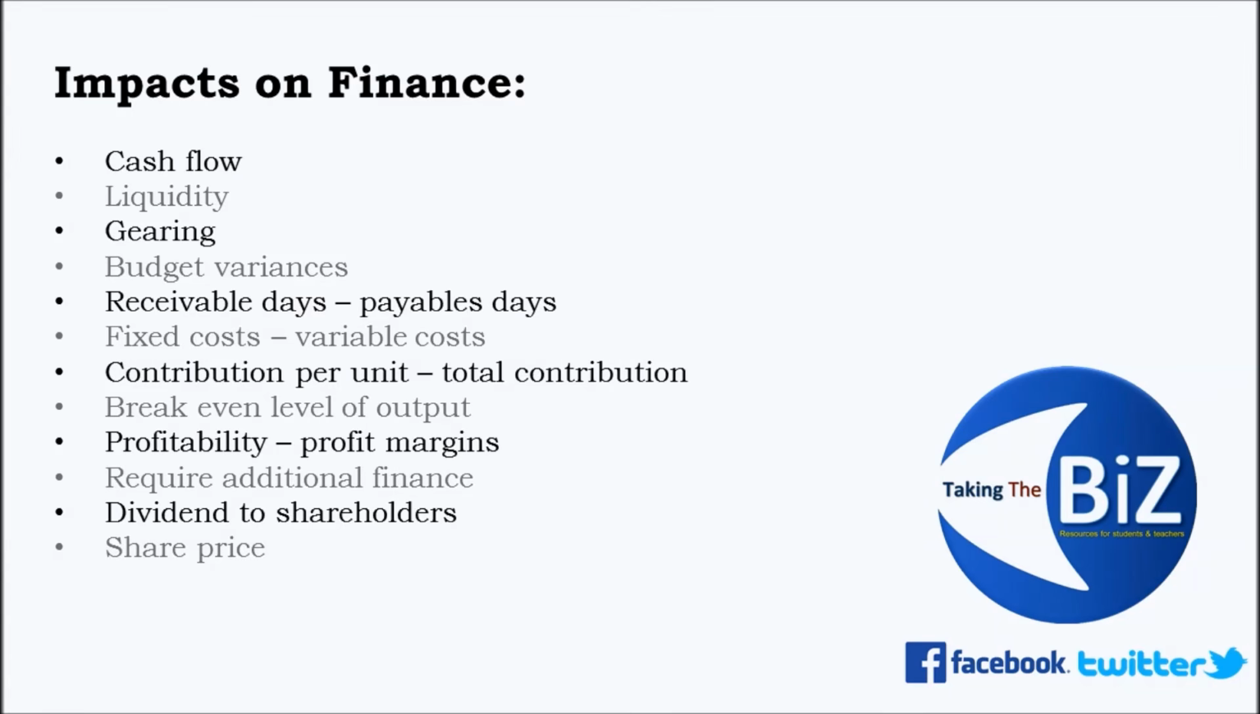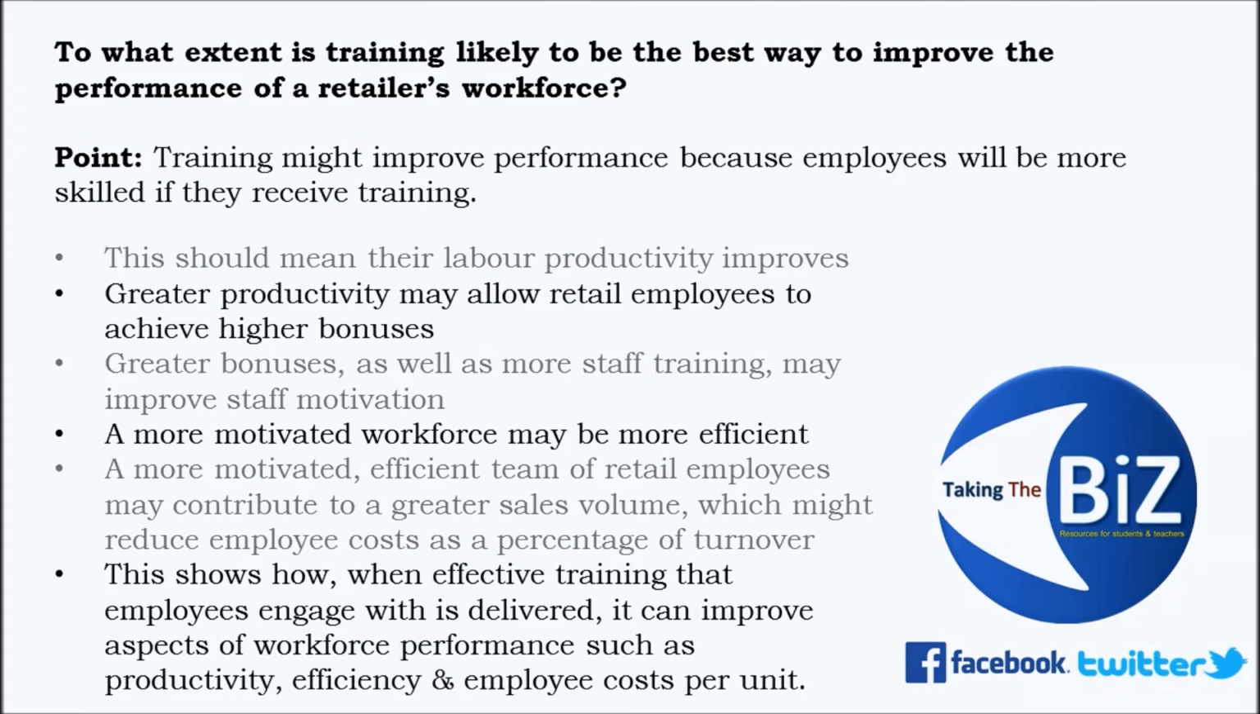Now, we know one of the important things to do in the exam is to turn all of these impacts that we can think of into meaningful chains of analysis, so we can see how one point builds into the next. An easy way to do that is to show you a worked example here where we'll take some of our impacts and build on them and develop a chain. So if we look at a classic exam question, to what extent is training likely to be the best way to improve the performance of a retailer's workforce?